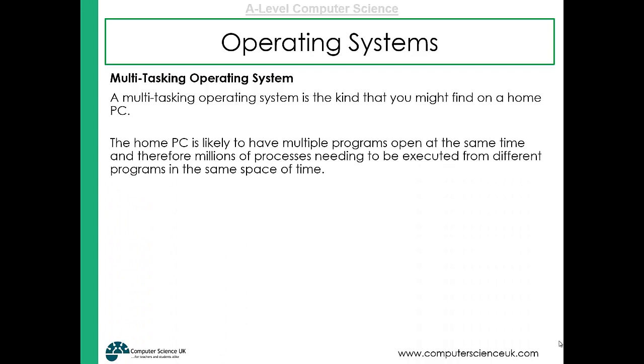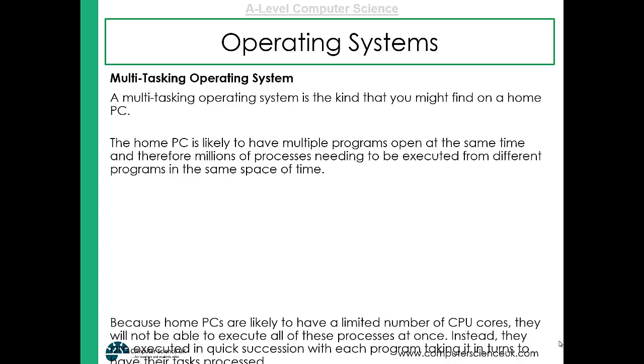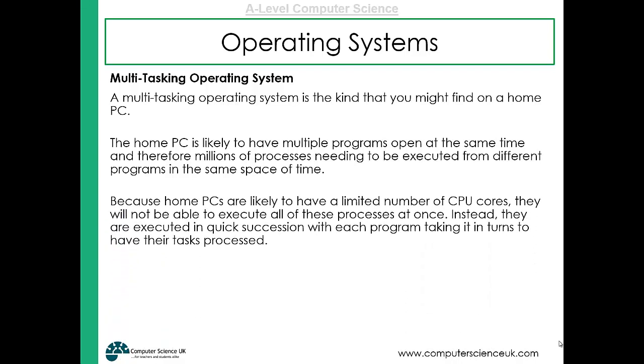So a home PC is likely to have multiple programs open at the same time, and therefore millions and millions of processes all needed to be executed from different programs in pretty much the same space of time. And because these PCs have a limited number of CPU cores, it might only have one core, it might have 4 cores, depending on the CPU you've got, they're not going to be able to execute all of these different processes all at the same time. So instead, they're going to be executed in quick succession.